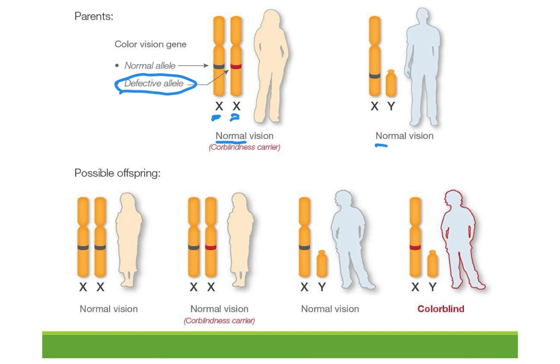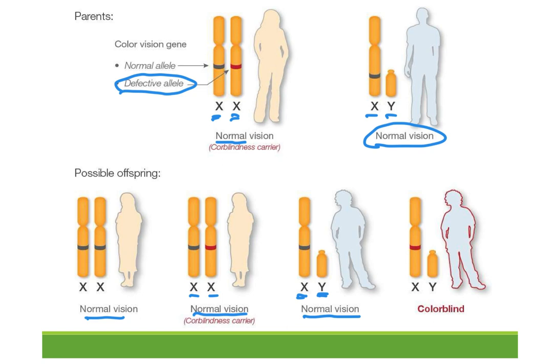Her husband, the father of the children, has normal vision because his X chromosome has the normal allele for normal vision, and the Y chromosome does not have any gene for vision. So there are several ways the offspring's chromosomes could sort out. We could have a female with normal vision having inherited the good allele from both parents. You could have a female with normal vision who has inherited one good X chromosome and one that is carrying the defective allele. You can have a male that, again, has normal vision because he inherited a good gene from the mother and, of course, the Y chromosome coming from the father.